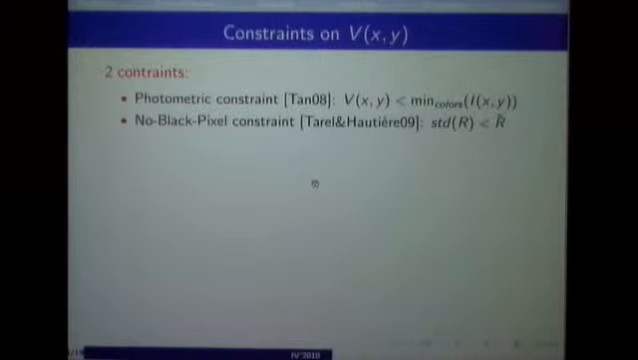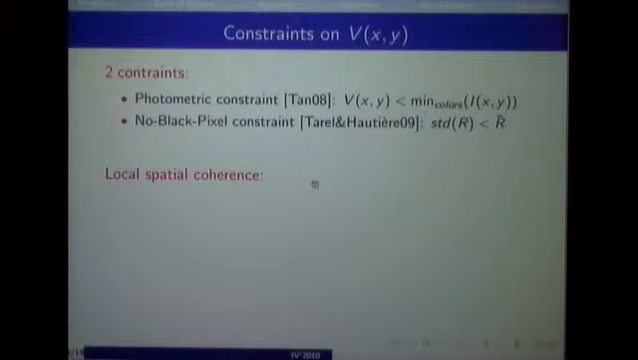There is another constraint, the one we introduced in the ICCV paper, which is that on the restored image, we don't want a lot of black pixels. So how do we set that? By enforcing that the standard deviation of the restored image is lower than its average. If that is the case, then you will have a reduced number of negative pixels, so a reduced number of black pixels. But the problem is that this last constraint is expressed as a function of the result of what you search for. So this is a problem.